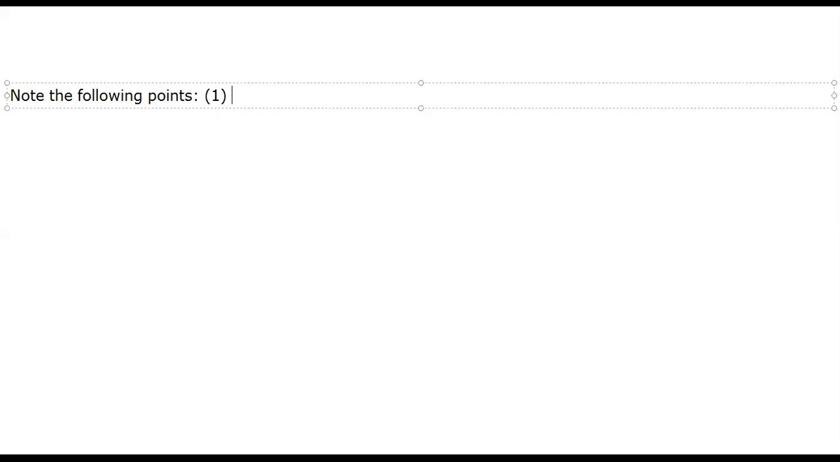First point, you start by depositing $100 in the account. This is shown as an outflow.